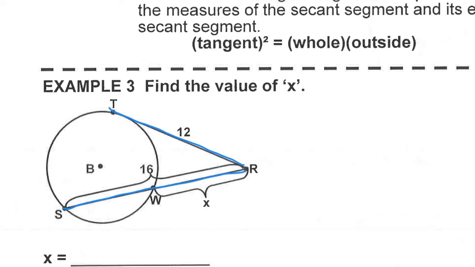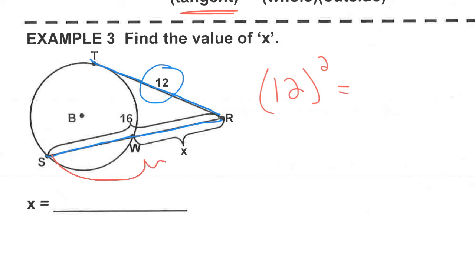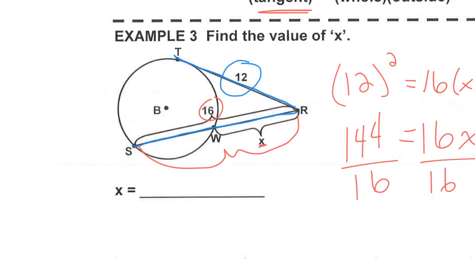What it's basically saying is, guys, if we want to do this first, this is the tangent line, okay? It's not ever going inside the circle. The tangent, we're going to take it and we're going to square it. And that should equal basically the same thing we were doing on the last one. We're going to take the whole thing, which I think it told us this time is 16, times the outside piece, which is x. So I have 144 equals 16x. I divide by 16, and I get that x is equal to 9.